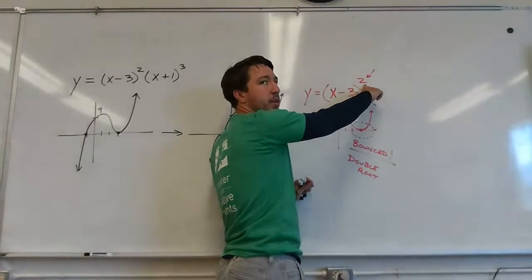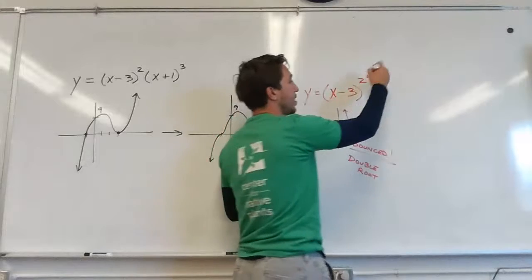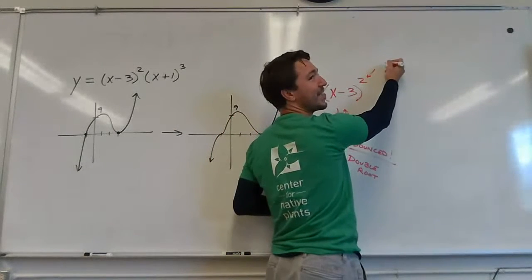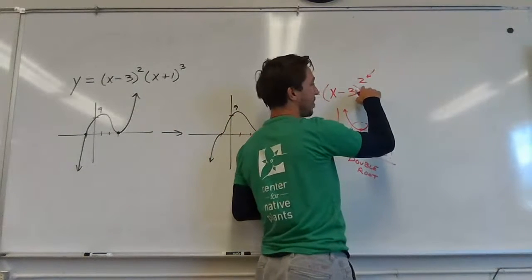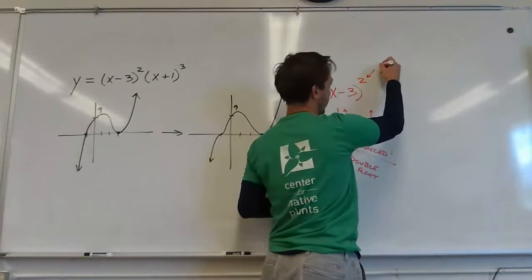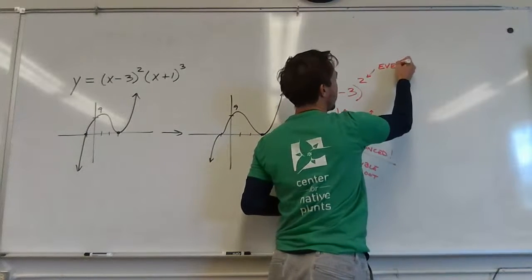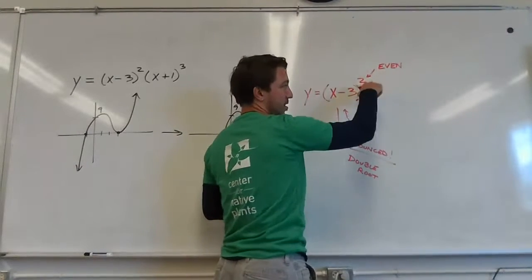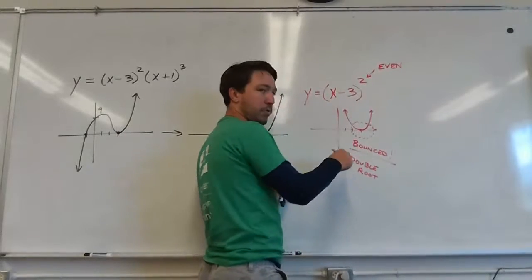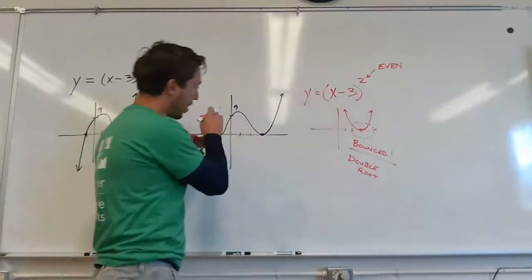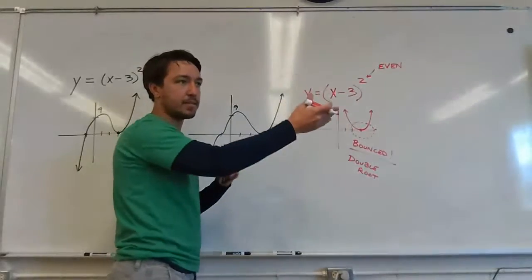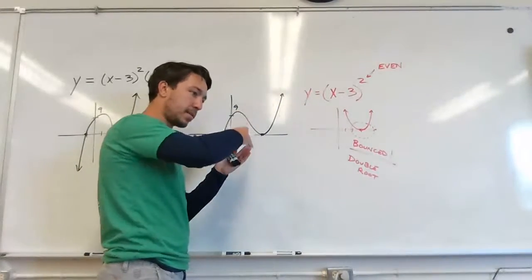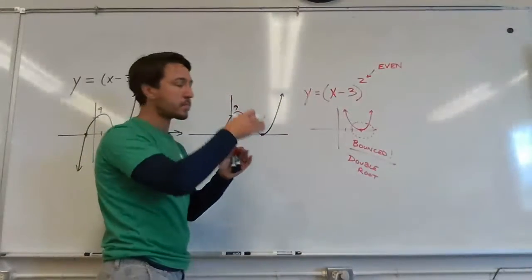So think about how you generalize that. If this number is, what word am I looking for? Anyone? Even. Very good. So if that number is even, it results in this double root phenomenon, where it's going to come down, touch the axis, and then come back the way it came from.